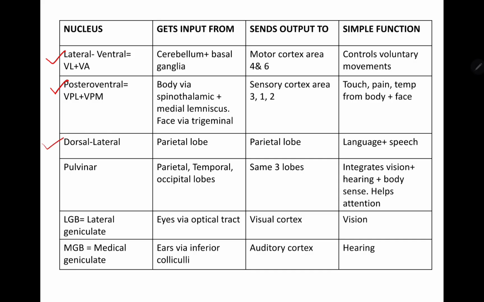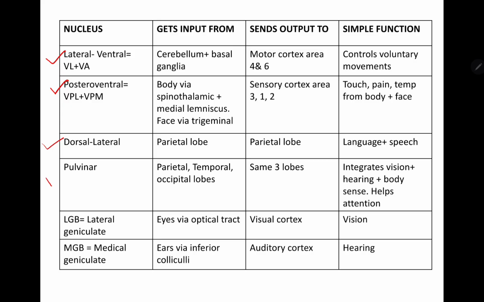Next is dorsolateral nucleus. Now it gets input from where? It gets input from the parietal lobe. Sends output to the parietal lobe. Now the simple function which is happening here is language and speech.